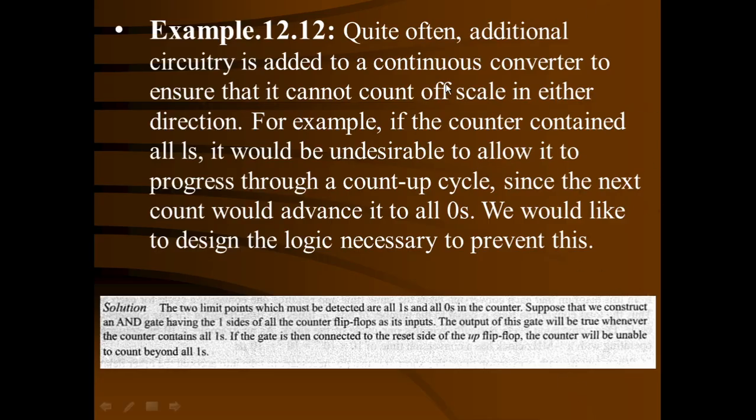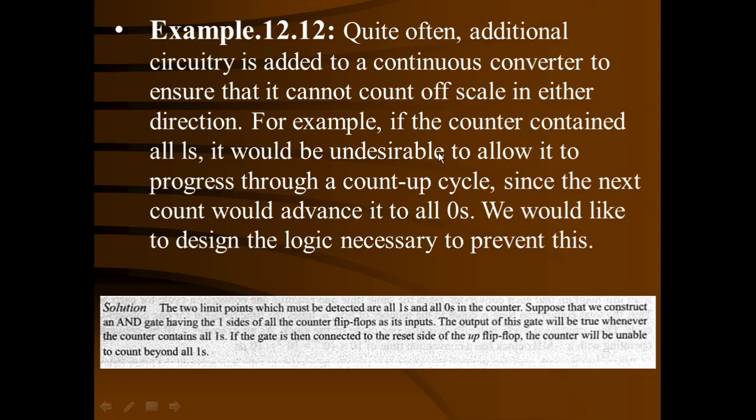Sorry, there is one example also here. Example 12.20. Quite often, additional circuitry is added to a continuous converter to ensure that it cannot count off scale in either direction. For example, if the counter contains all ones, it would be undesirable to allow it to progress through the count up cycle. That means when the counter contents are all preset, and all the outputs of the flip-flops are 1 1 1, it is undesirable that the counter should advance or operate in a count up mode.